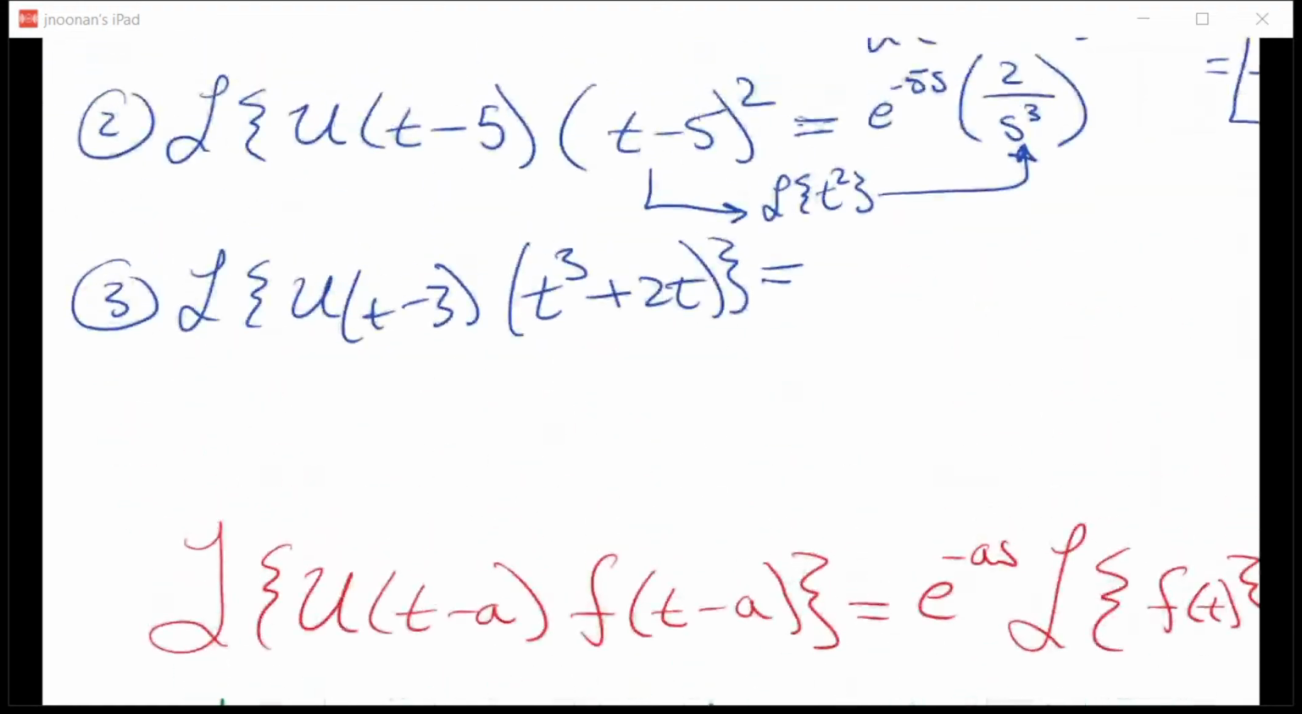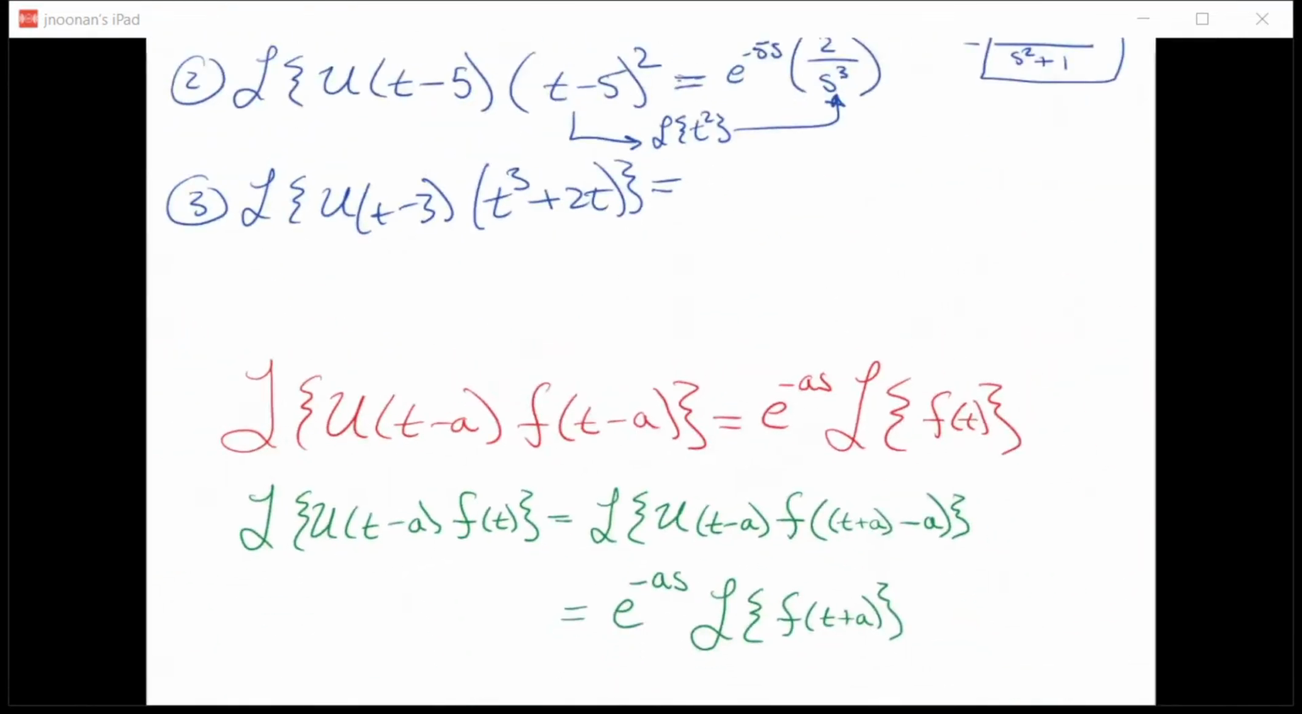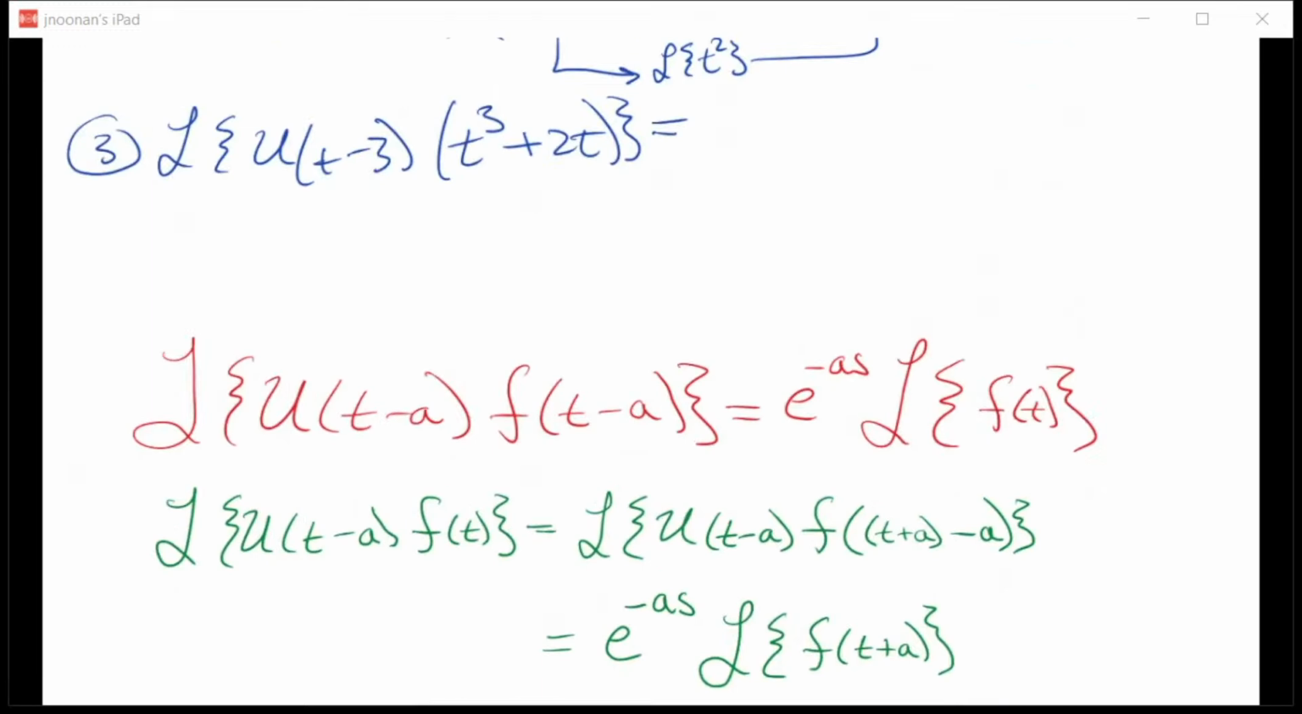So let's go back up here, and I'll get you started on this one. Let's see, can I zoom out a little bit? Yes, I can. You can see it all. It's at the bottom there. And so here's how this looks. Maybe I'll just do this one. I know, you probably could figure it out. But negative 3s times the Laplace transform of t plus 3 cubed plus 2 times t plus 3.